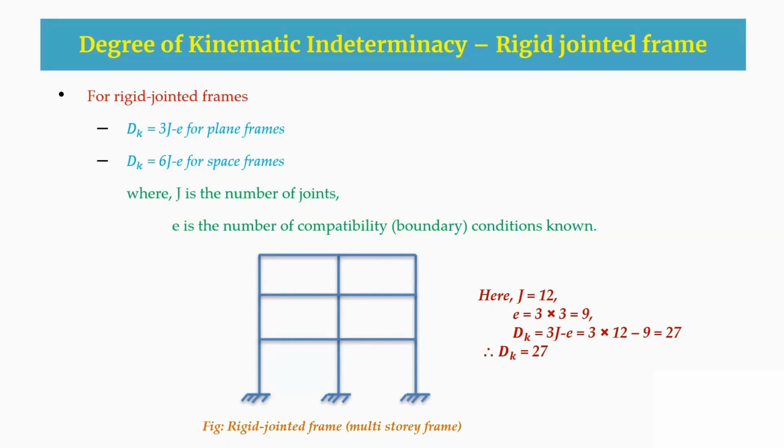So this is the total of static and kinematic indeterminacies for all the beams, frames, and trusses.